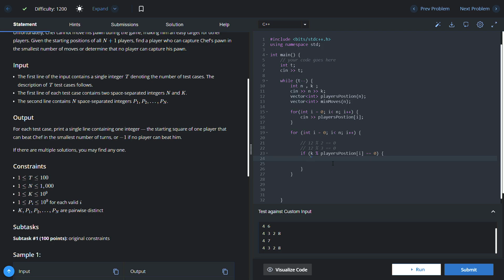Then we can capture the min moves, like 12 divided by player's position, that is I, and minus 1. Right? I think now we will get the minimum moves.